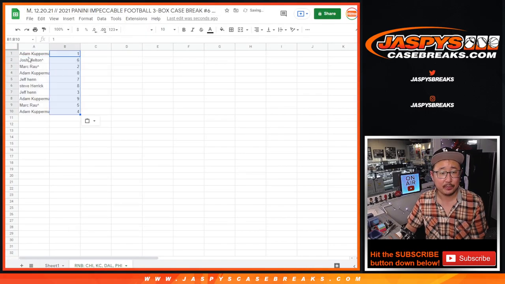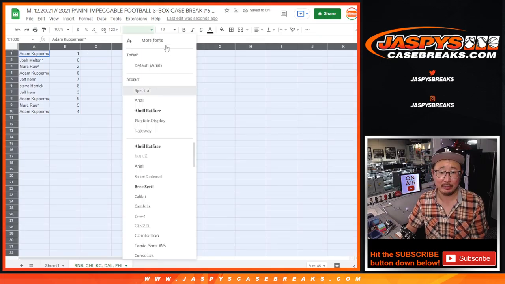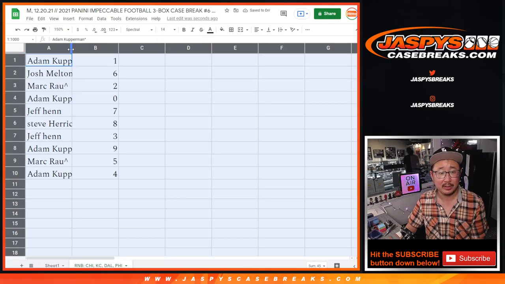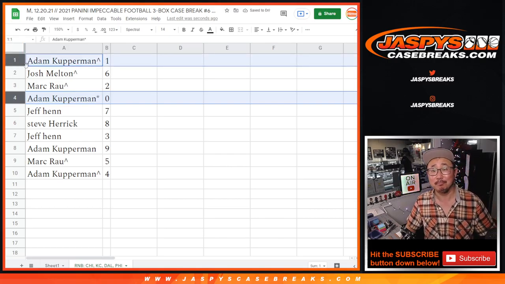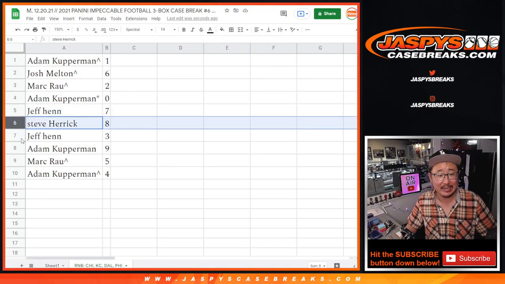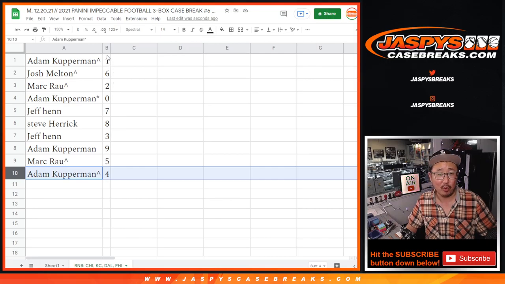Now remember, if you get 0, 0 gets you any and all redemptions, including 1 of 1 redemptions. 1 will still get live 1 of 1s per the description. But Adam has both 0 and 1, so his bases are covered. Josh with 6, Mark with 2, Jeff with 7, Steve with 8, Jeff with 3, Adam with 9, Mark with 5, and Adam with 4.